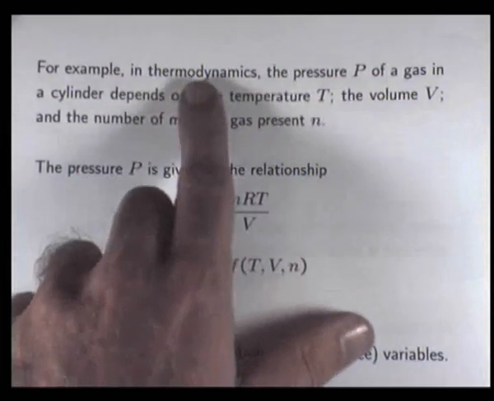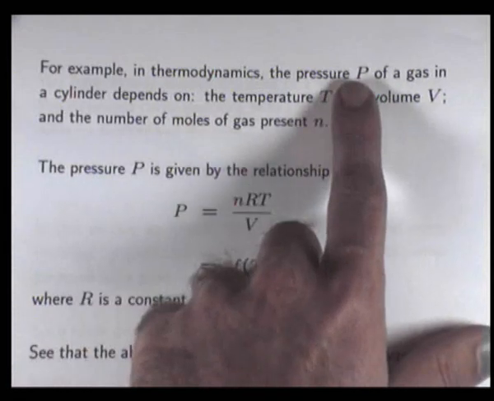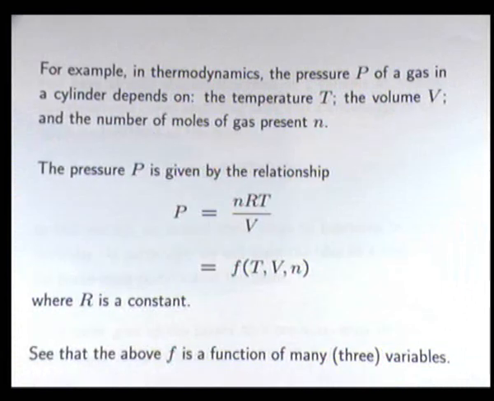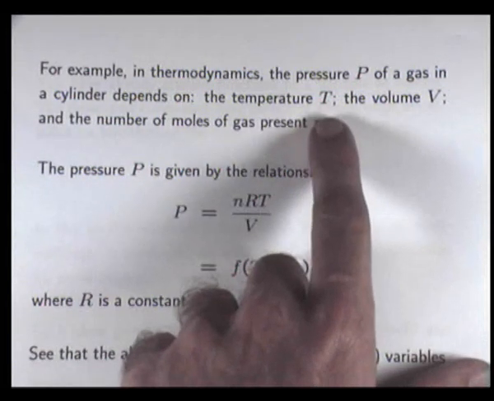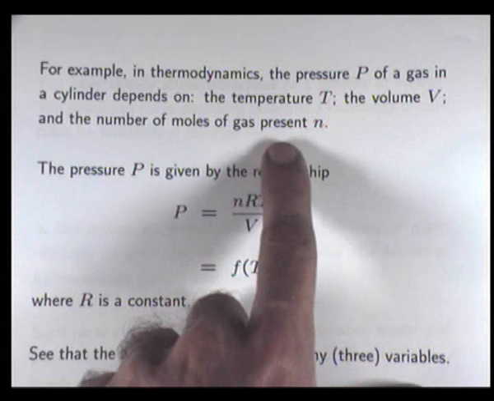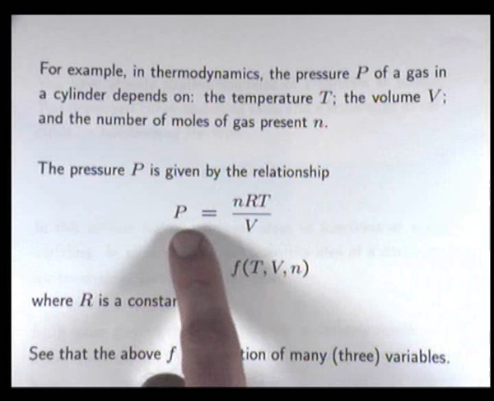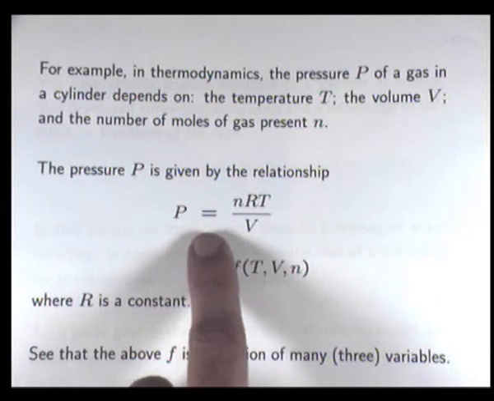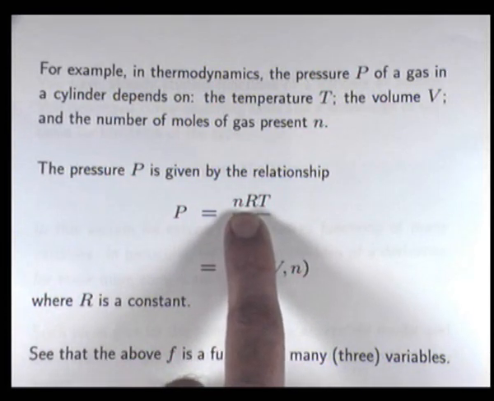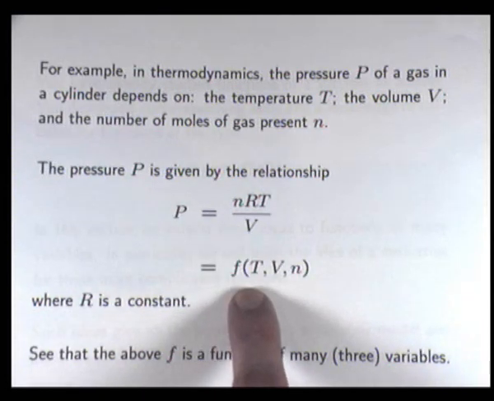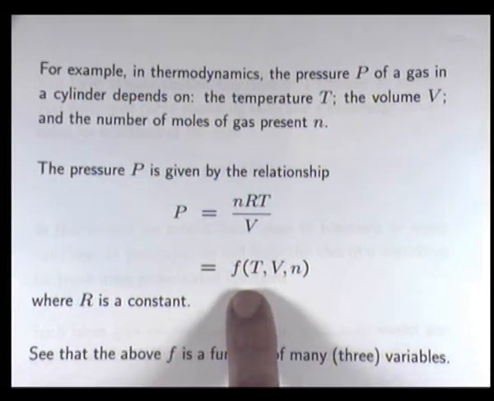Now let me give you a simple example. In the theory of thermodynamics, the pressure P of a gas in a cylinder depends on a number of things. It depends on the temperature, the volume, and the number of moles of gas present. The actual relationship is given by this equation here. Here R is just a constant, and you'll see that this right-hand side is just a function of three variables.